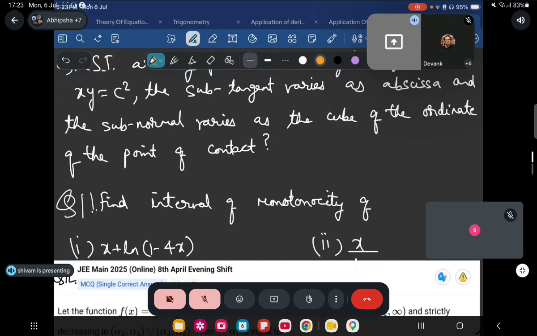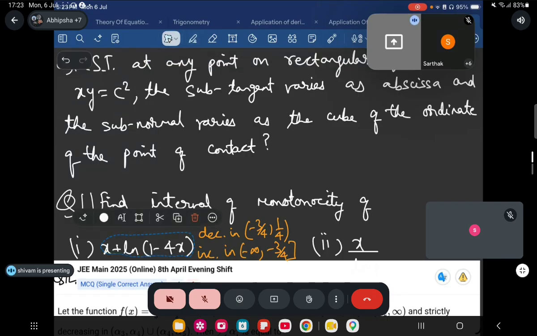x plus ln of 1 minus 4x. This is decreasing in minus 3 by 4, comma, 1 by 4. This is increasing in minus infinity, comma, minus 3 by 4 closed. Next one. Sir, can you solve this one, x plus ln of 1 minus 4x? Yes. Okay, let us start.